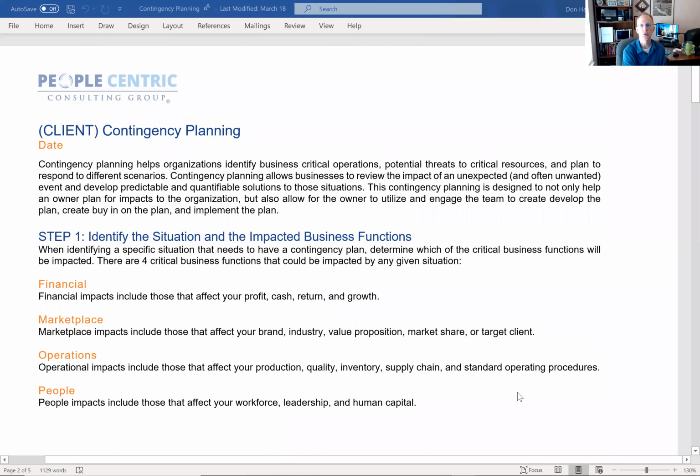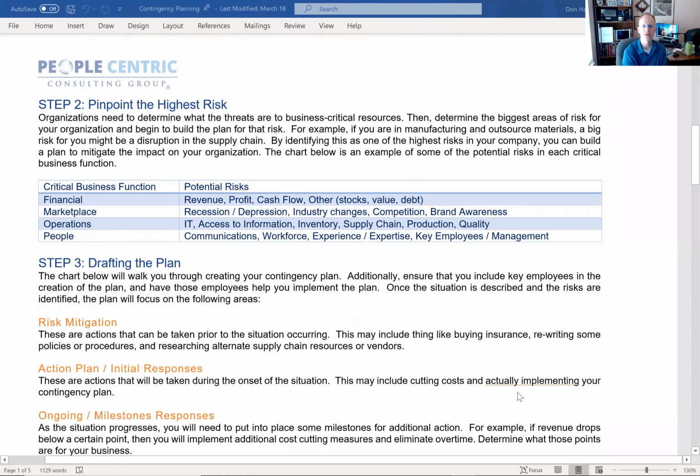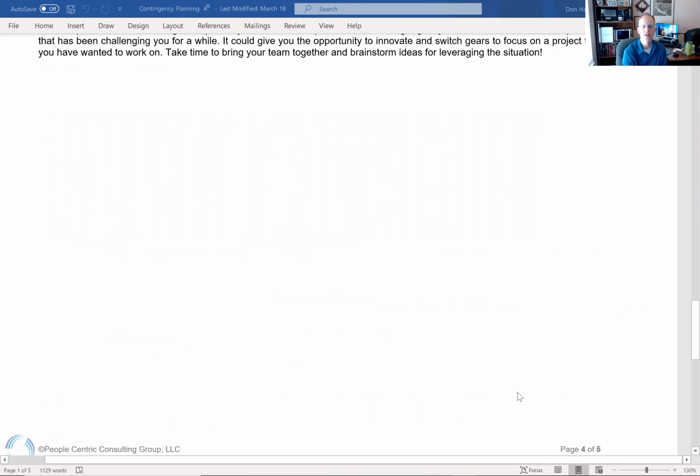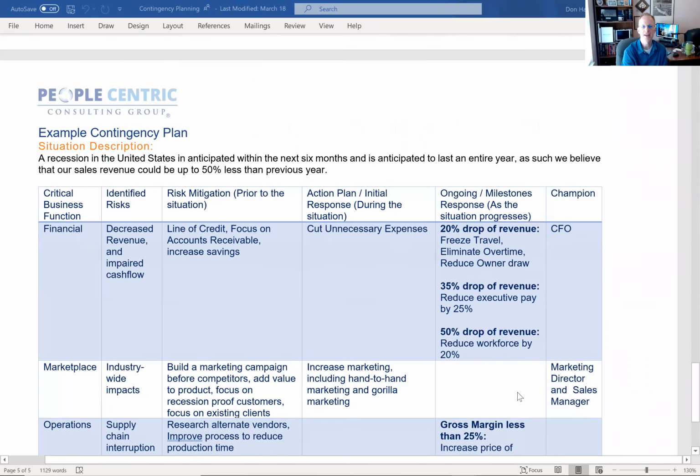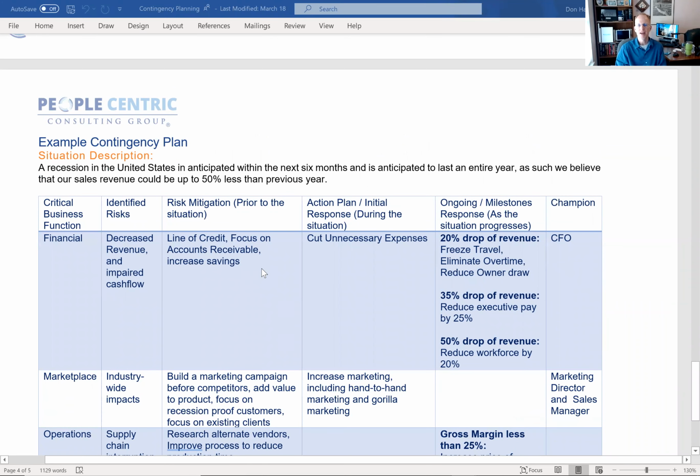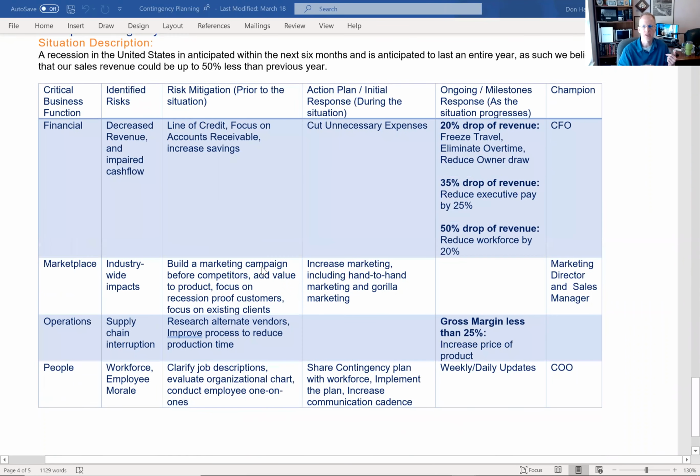So this is our contingency planning tool. There's a lot of information on here that walks you through it, but I'm going to skip to the end because there's an example on it. I think it's easier to see the big picture. So here's the idea. This is an example contingency plan. Essentially what this does is it helps you analyze your contingencies based on different business functions. We break up the business functions into 4 different areas: your financial functions, your marketplace functions, your operations, and your people.